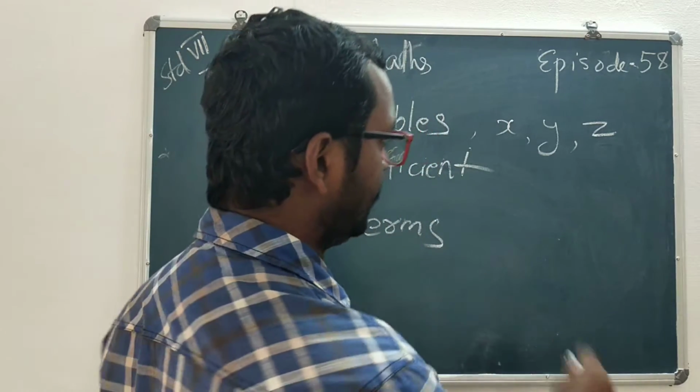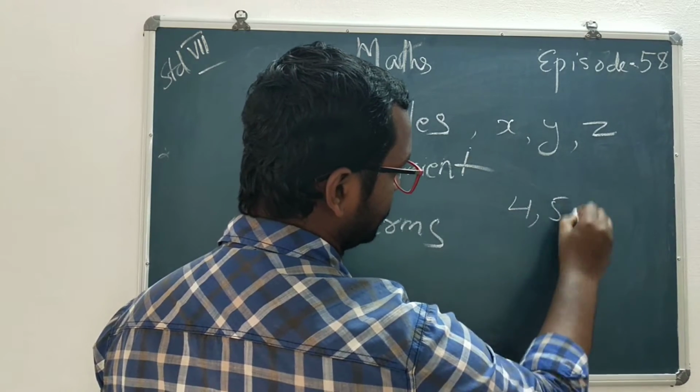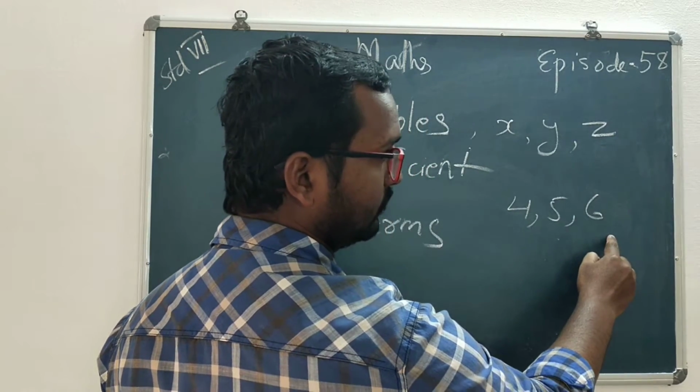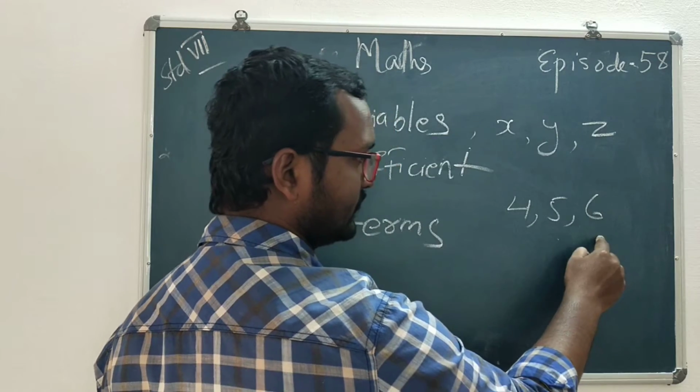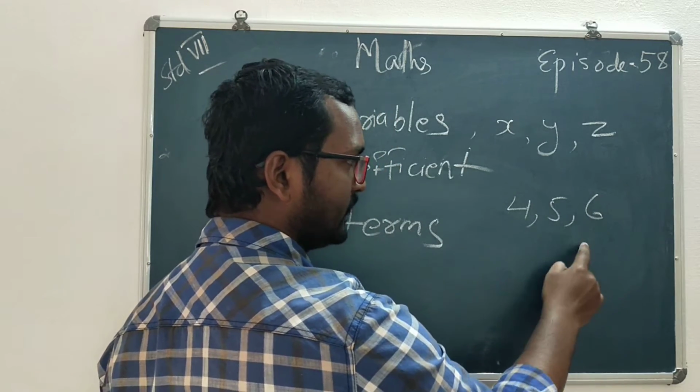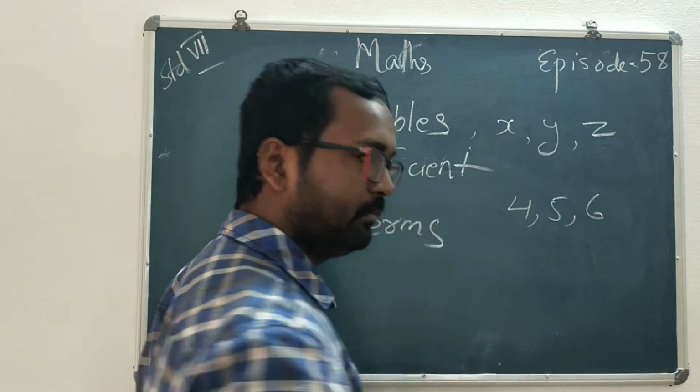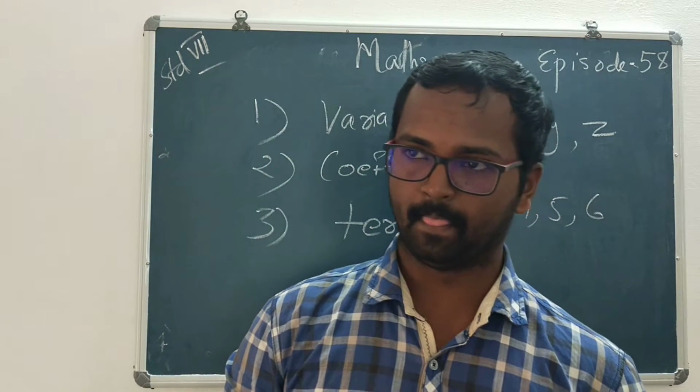Although the constant values like 4, 5, 6, these are constant numbers. Okay, these are constants. These are never going to be changed. These are fixed, but the variables always change depending upon the situations.